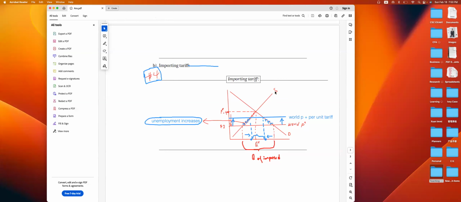Did anybody get the notes? The notes are in the chat box.